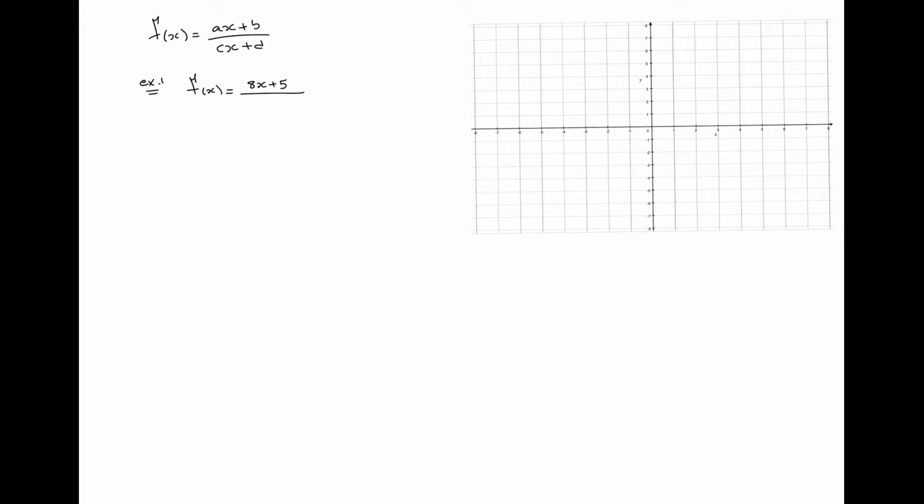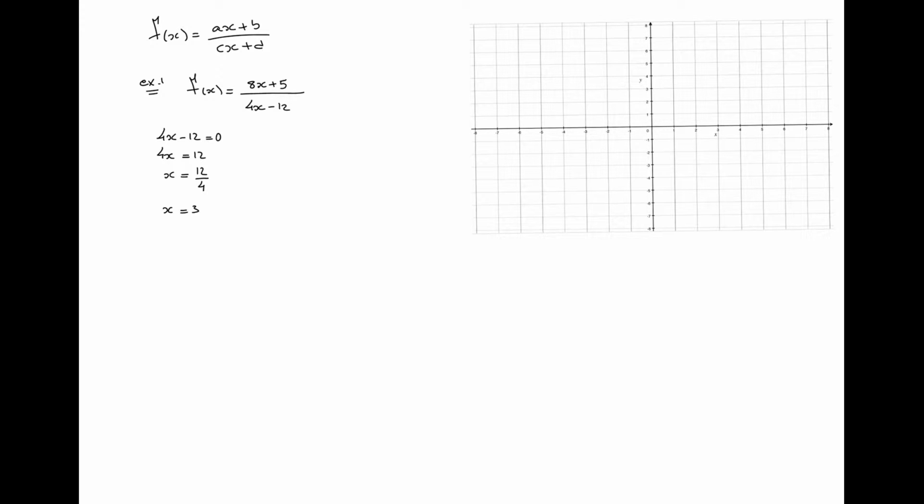over 4x minus 12. Now the first thing we do here is determine this function's domain, and the way we do this is we look for any values of x at which the denominator may equal 0. So we look at the denominator, which is 4x minus 12, and we equate that to 0. So we write equals 0, and we now solve this. This leads us to 4x equals 12, which leads us to x equals 12 over 4. And finally, that leads us to x equals 3.